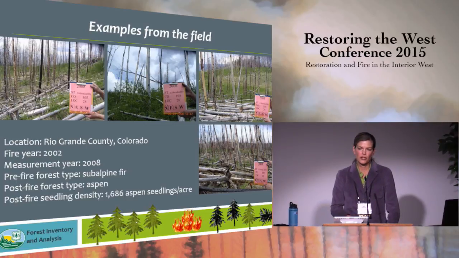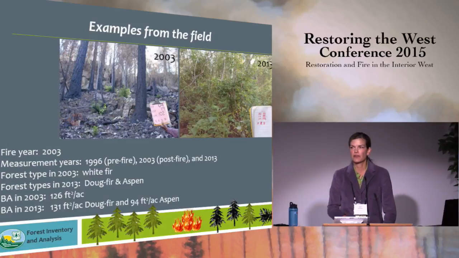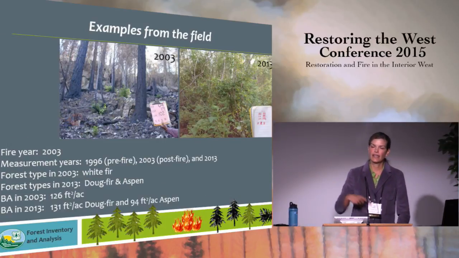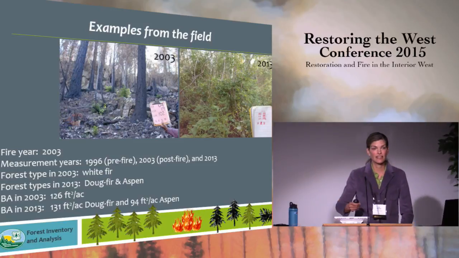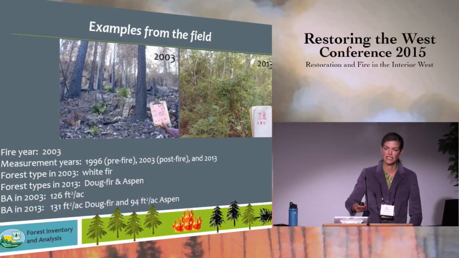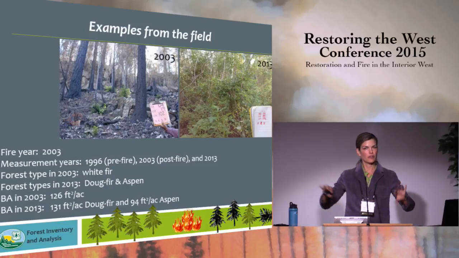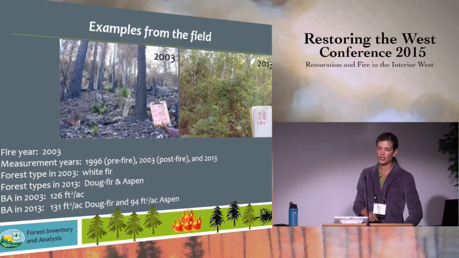So here's a plot that burned in fairly early 2003. It was measured later that same year. And then the same plot on the right 10 years later in 2013. And this also experienced a type change post-fire. It was initially classified as white fir. 10 years later it was classified as having 2 separate forest types, Douglas fir and aspen.